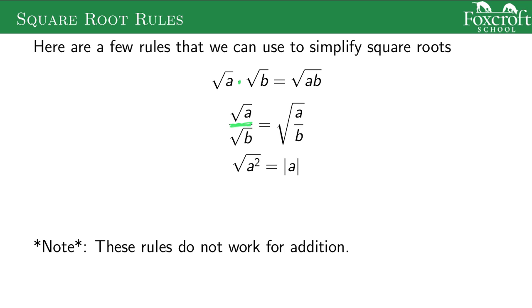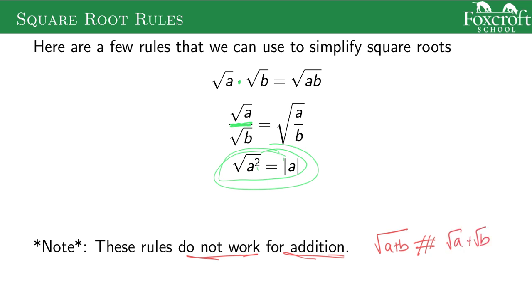And this last one we're not really going to talk about, but I want to mention it. If you take the square root of something squared, they cancel out. But if the square is on the inside, you have to add these extra absolute value bars. It's not one we're going to talk about in this specific lesson, but I wanted you to see it. And one important note: these rules do not work for addition. The square root of a plus b is not the same as the square root of a plus the square root of b. Just plug in any numbers and you'll see it's not true.